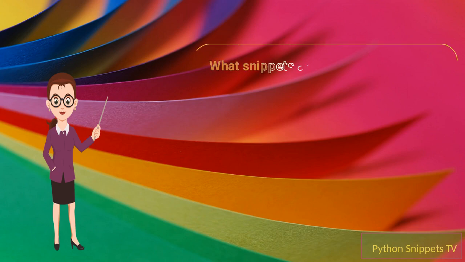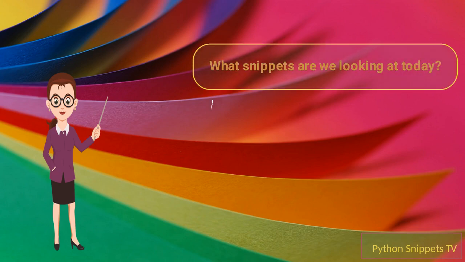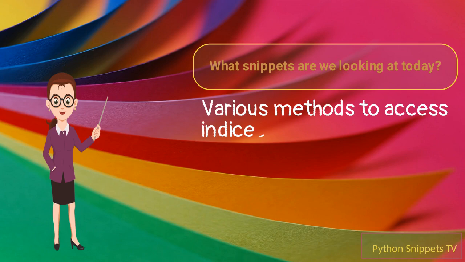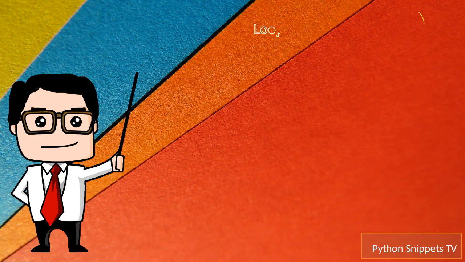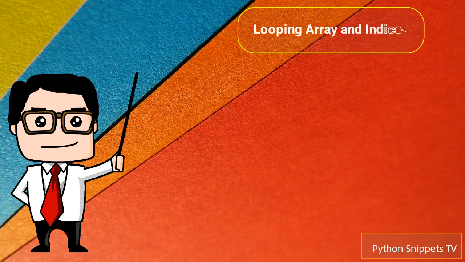What snippets are we looking at today? Various methods to access indices with their equivalent array elements in Python. What are some ways to loop through array elements and their corresponding indices in Python?